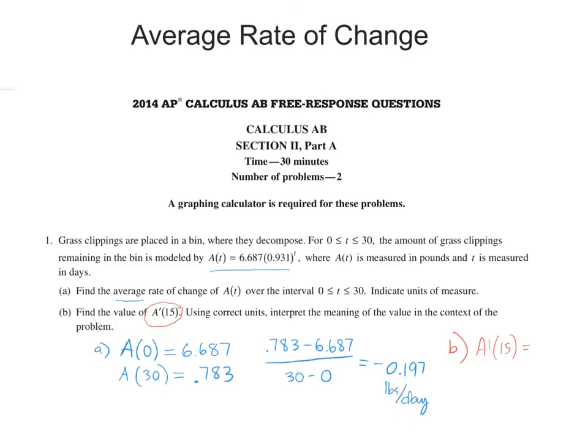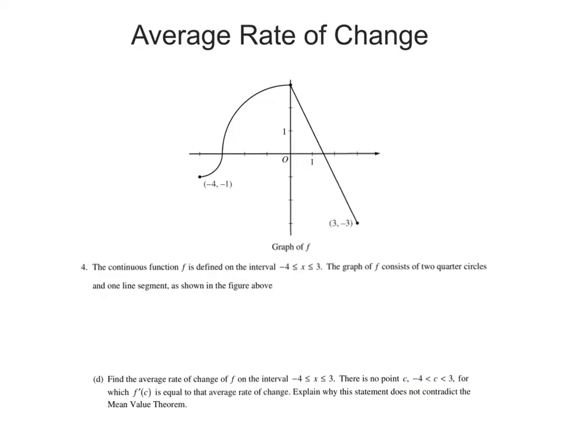And my calculator gives me, in that case, negative 0.164 pounds per day. And we would expect something close to the average rate of change. Not necessarily the case, but this is an exponential function, so it's kind of a gradual changing slope. And this is a reasonable answer. Okay, so we've got average rate of change versus instantaneous rate of change. Average is just the slope. Instantaneous, use the derivative.